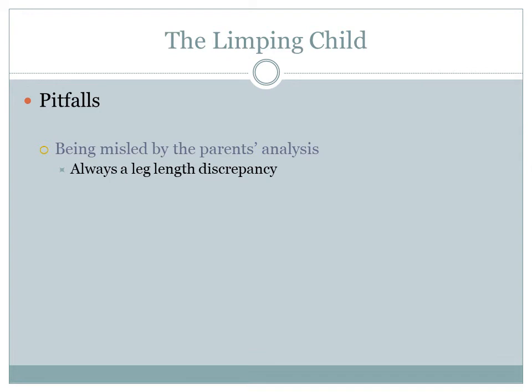The parents will always refer to their limping child as having a leg length discrepancy. They will always refer to that. So sometimes you have to ignore the parents' analysis of the complaint and search for the problem yourself through the systematic approach as we were talking about previously.